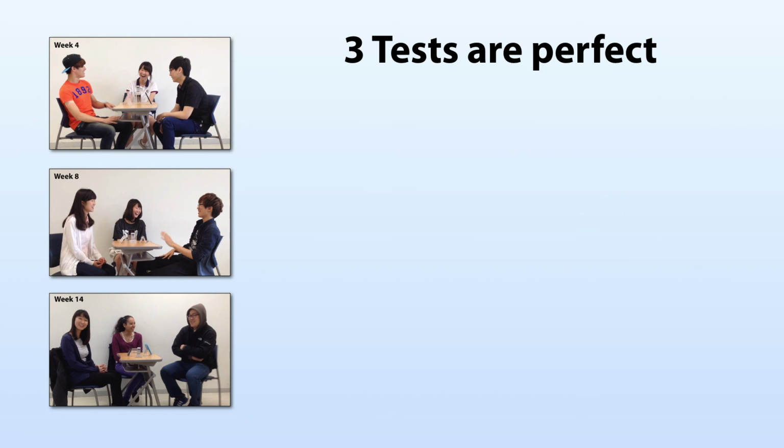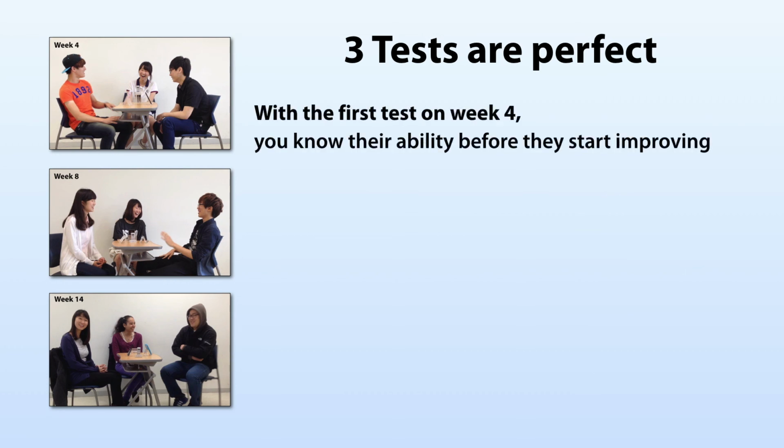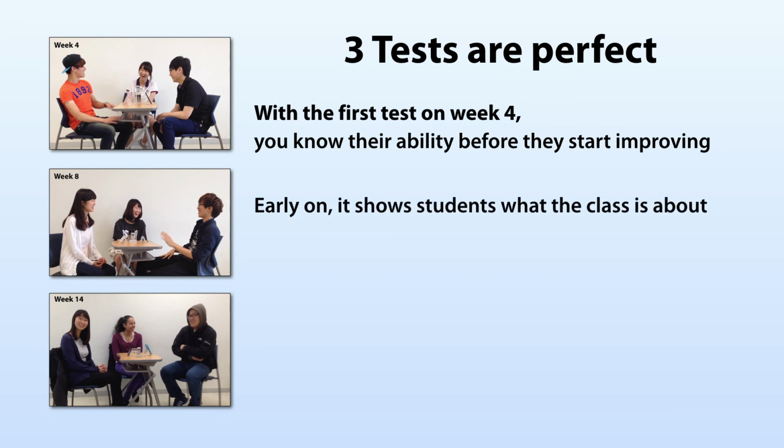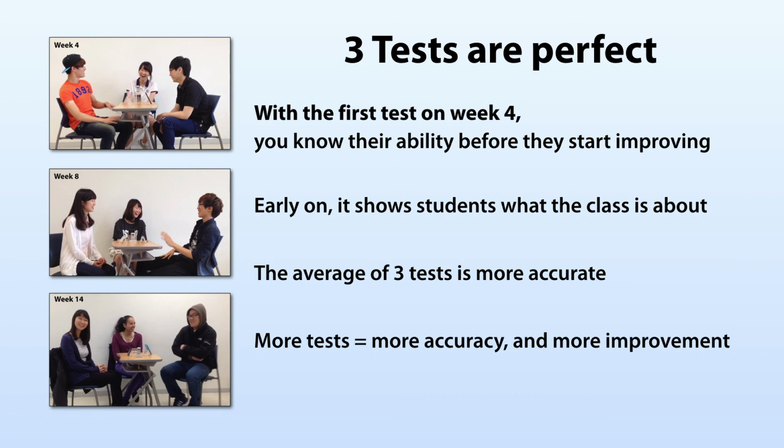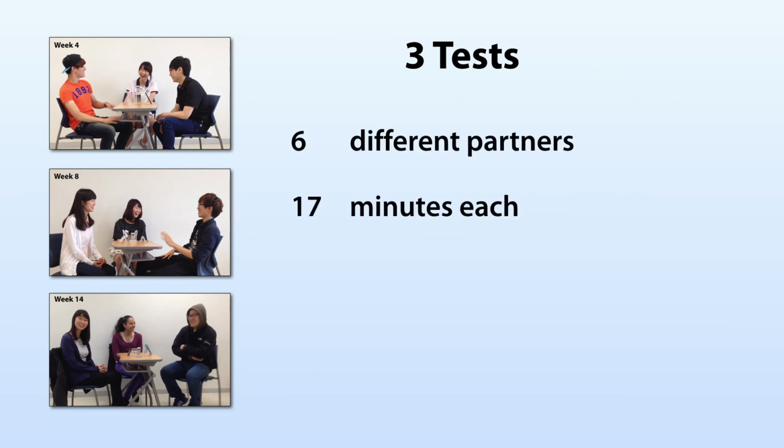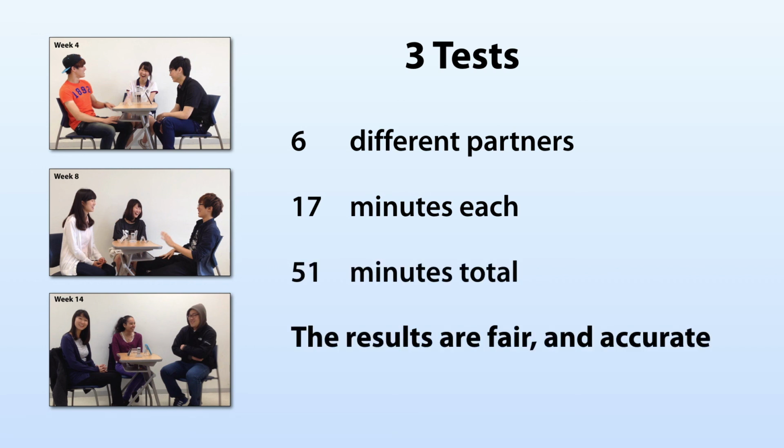3 tests are perfect. With the first test on week 4, you know their ability before they start improving. Early on, it shows students what the class is about. The average of 3 tests is more accurate. More tests equals more accuracy and more improvement. 3 tests. 6 different partners, 17 minutes each, 51 minutes total. The results are fair and accurate.